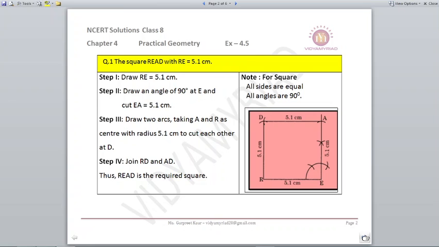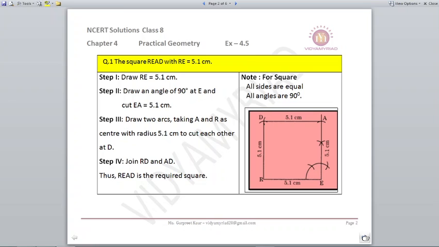On E or R, whichever point you want to take. Here we are taking E. On E we will construct 90 degrees. How to construct 90 degrees? I have explained in the earlier videos also, but for your reference I am telling it once again.